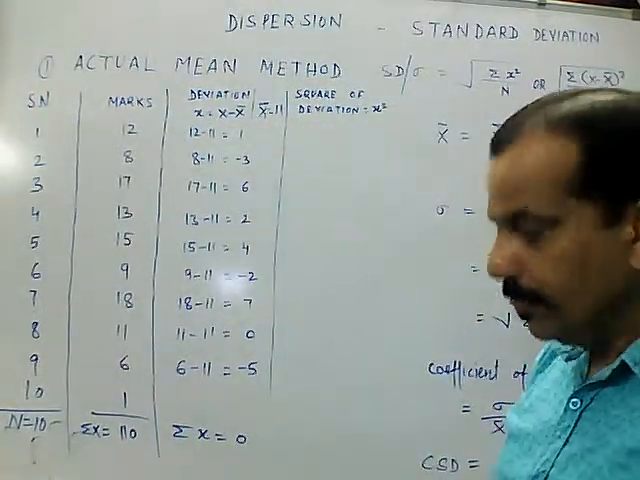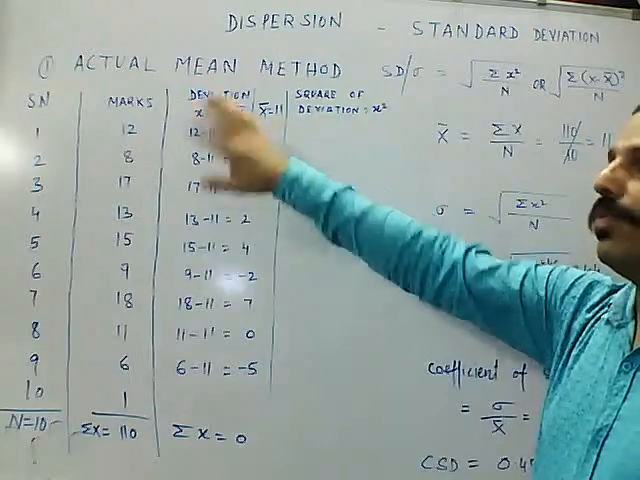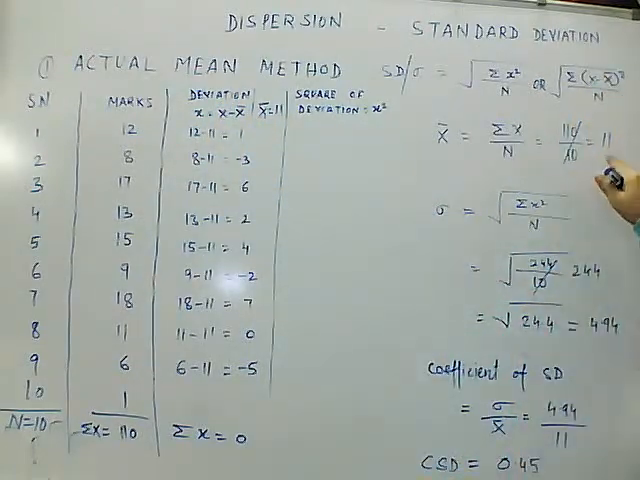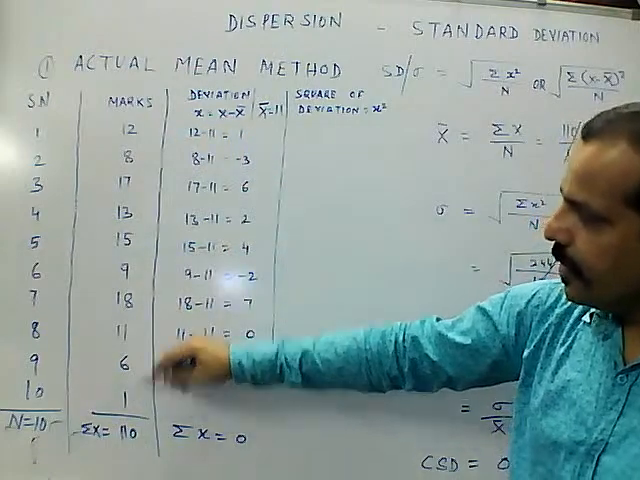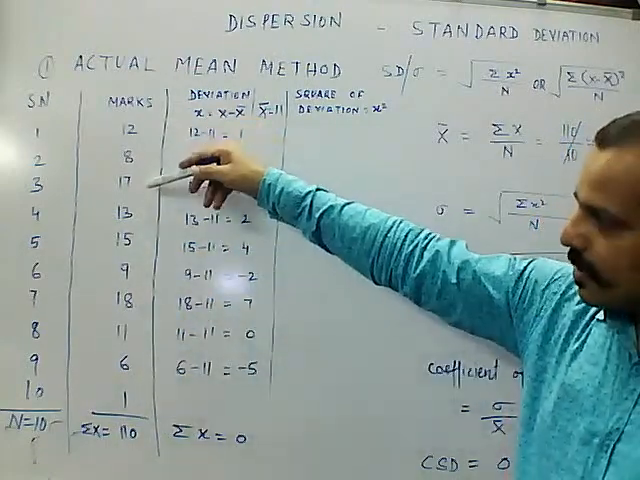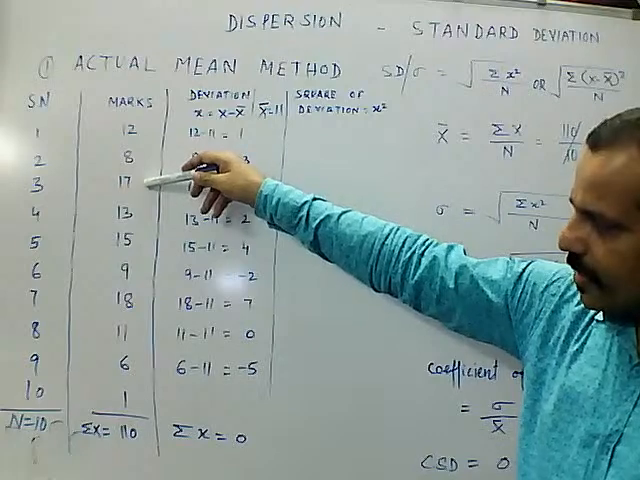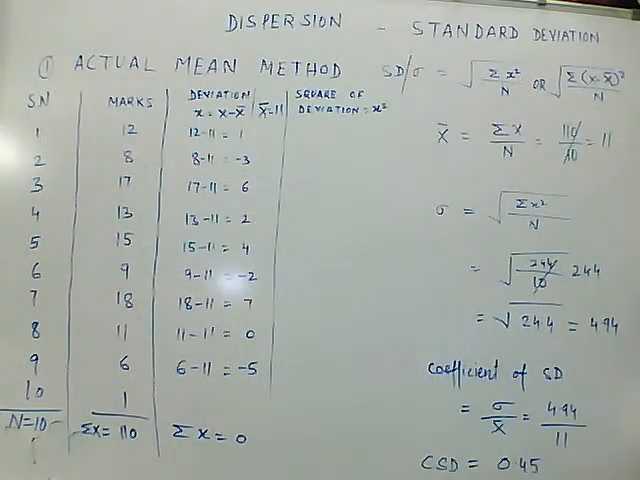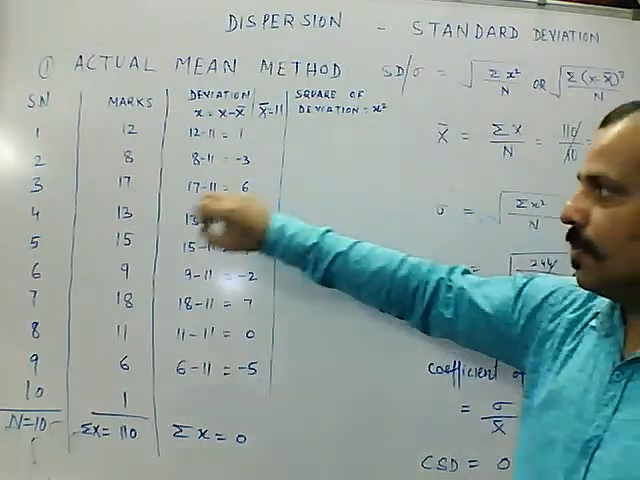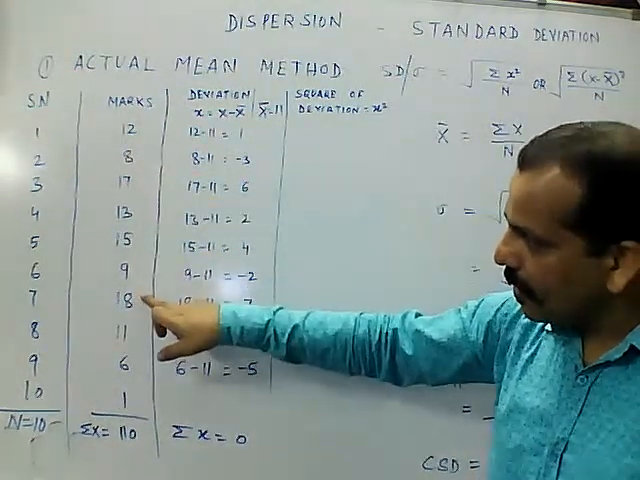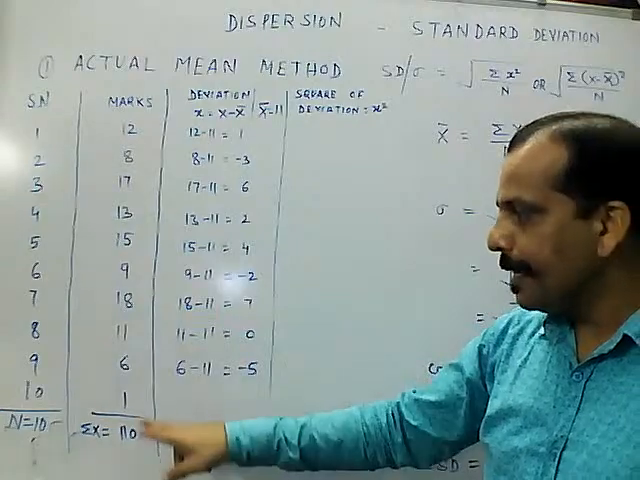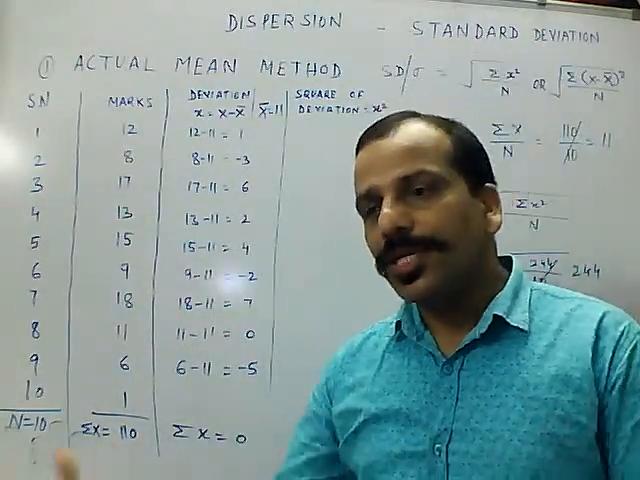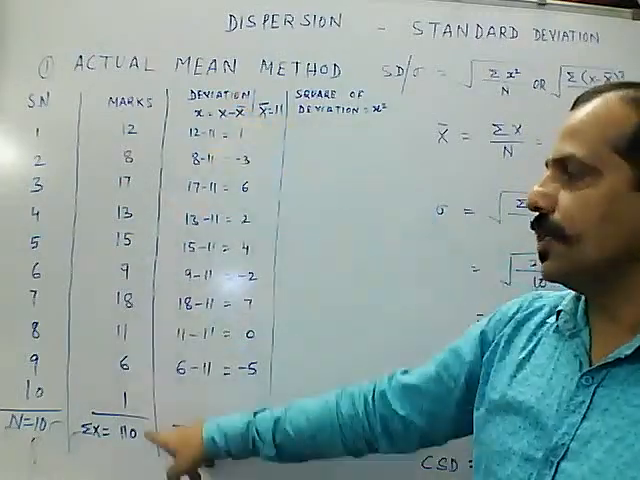Now next step, calculation of deviation. See, mean marks are 11, but here we have 18 as the highest and the lowest is 1. So there is a variation. What I said? Mean marks are 11, but see the highest number 18 and lowest is 1. So there is a deviation, there is a difference. That deviation we have to calculate now.